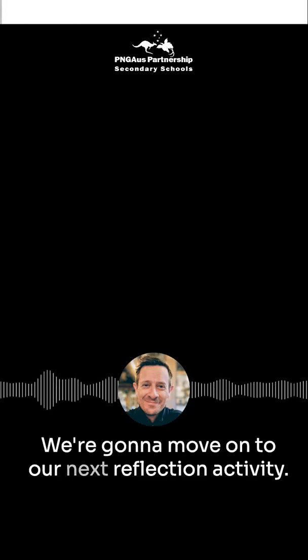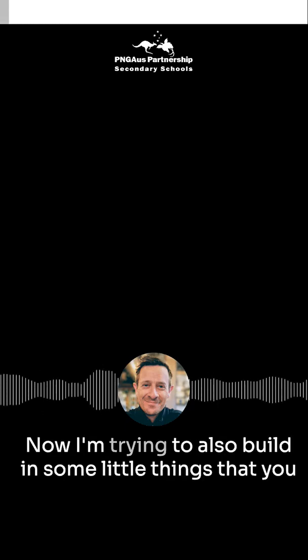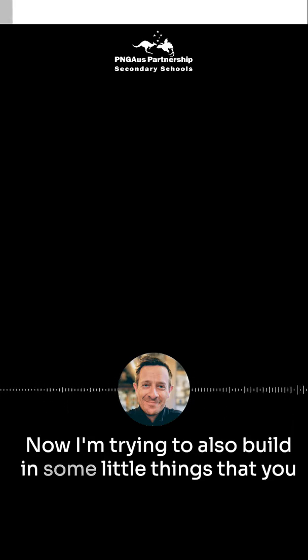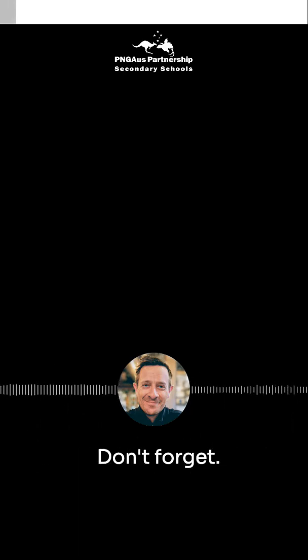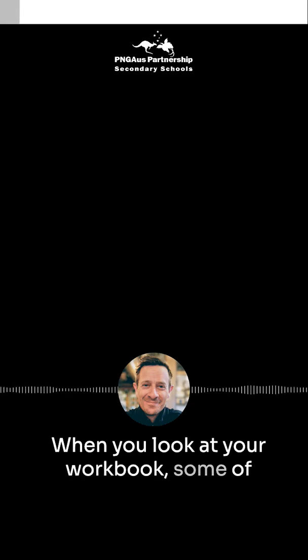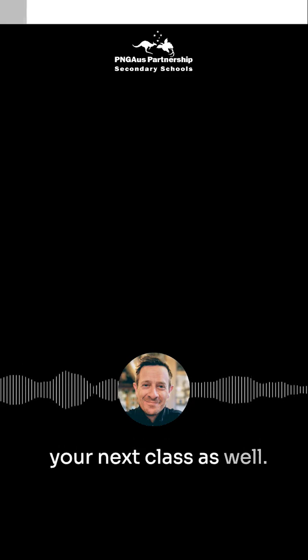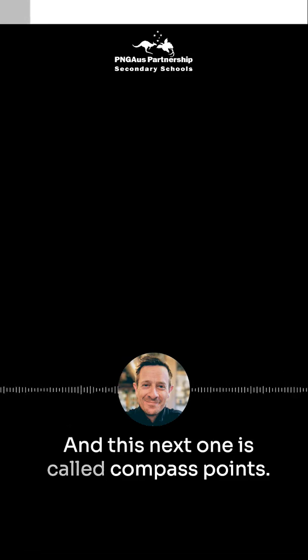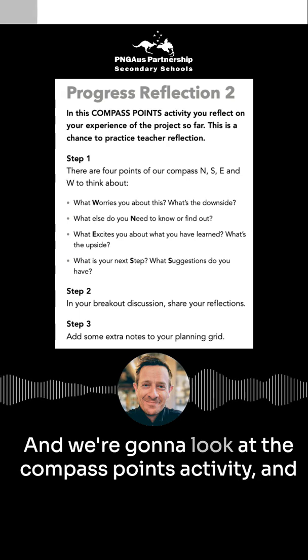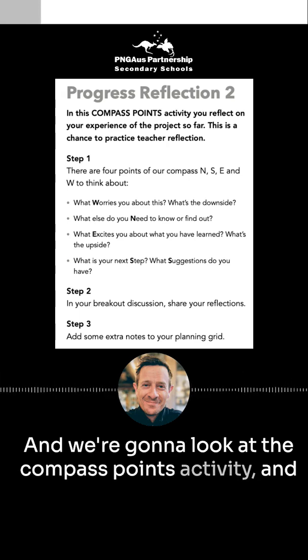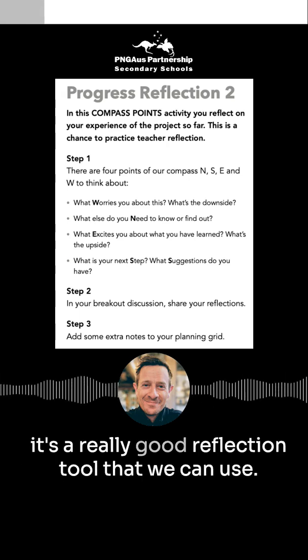We're going to move on to our next reflection activity. Now, I'm trying to also build in some little things that you can do with your students. Don't forget, when you look at your workbook, some of these activities you can take and do with your next class as well. And this next one is called compass points, right? And we're going to look at the compass points activity. And it's a really good reflection tool that we can use.